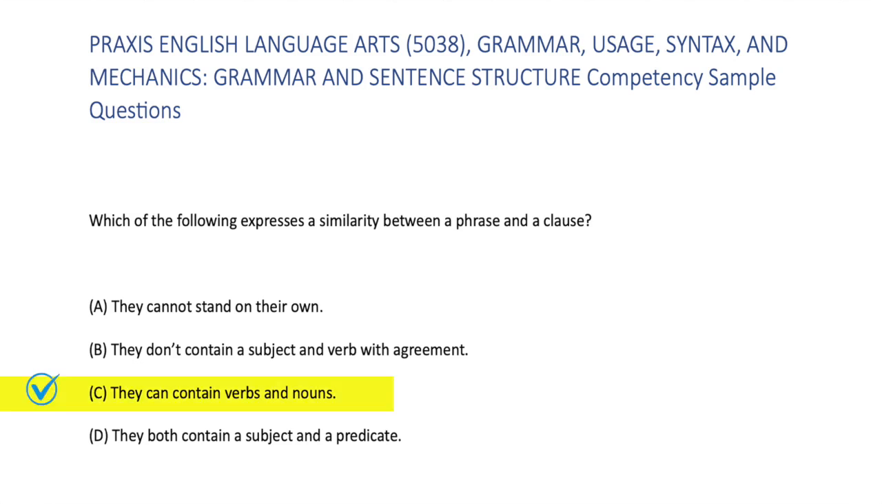The correct answer is option C. They can contain verbs and nouns. Phrases cannot stand on their own, nor do they contain a subject and verb with agreement. On the other hand, only clauses can contain a subject and a predicate. So this choice accurately describes a feature that both phrases and clauses share.